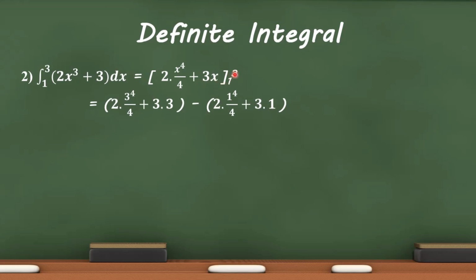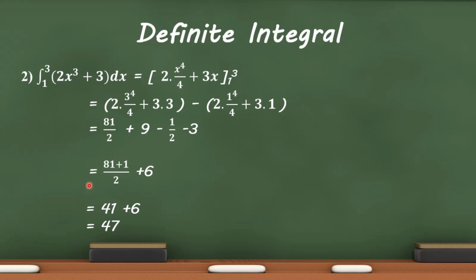Limits 1 to 3. First, in place of x write down 3. 2 into 3 power 4 upon 4 plus 3 into 3, minus, in place of x write down 1. Further simplify, 81 upon 2 plus 9 minus 1 upon 2 minus 3, equal to 81 minus 1 upon 2 plus 6, means 41 plus 6 equal to 47. In this pattern, you can integrate any function and find the particular value, which is useful in physics.